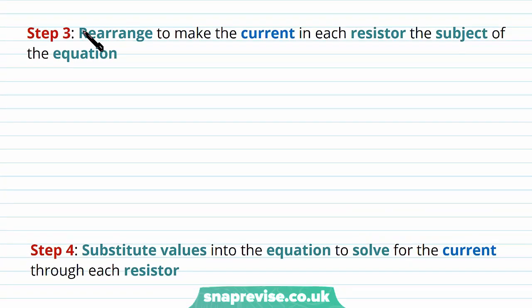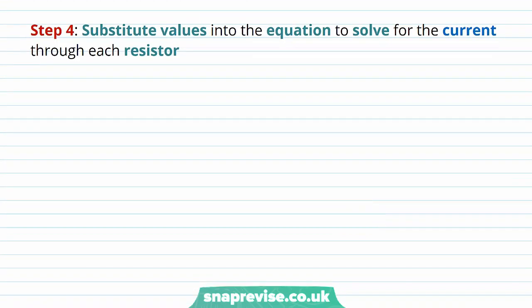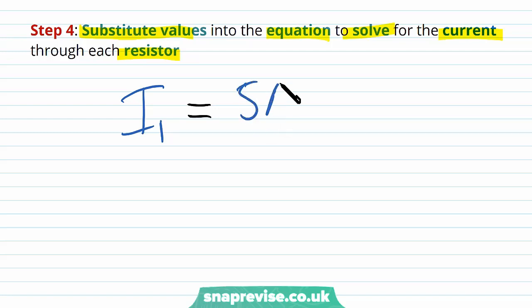Our third step is to rearrange to make the current in each resistor the subject of the equation. So we're going to divide the current in by 2. So we get that I1, the current in one of the two branches, is equal to the current going into the junction divided by 2. And now our fourth step is to substitute values into the equation to solve for the current through each resistor. So I1 is going to be equal to the current going in, which we said was 5 amps, because that's the current that's leaving the cell, divided by 2. So this means that the current that goes through each resistor is equal to 2.5 amps.